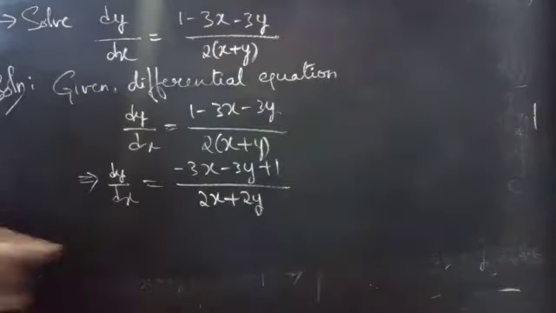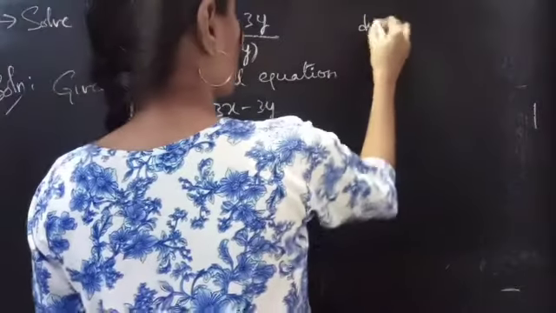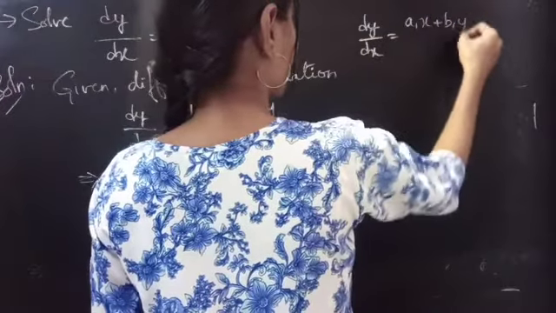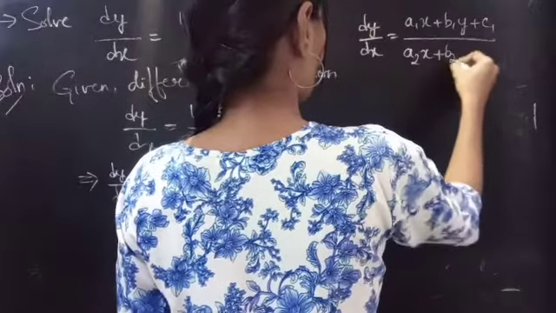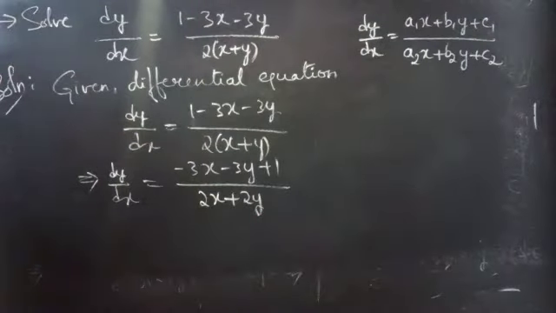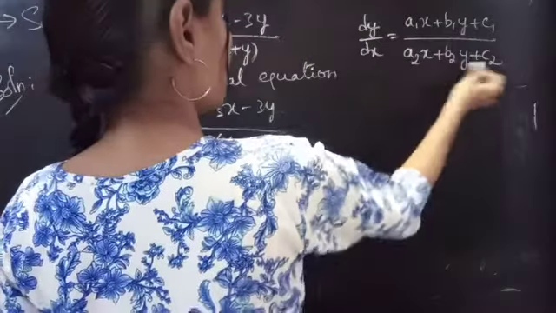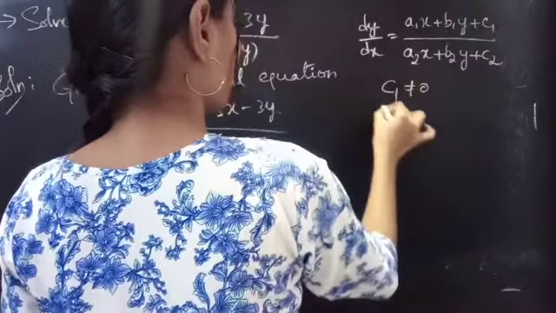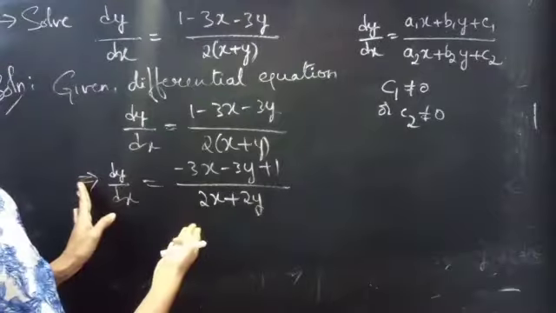We know that the differential equation of the form dy by dx equals (a1x plus b1y plus c1) by (a2x plus b2y plus c2) is called a non-homogeneous differential equation. Here a1, b1, c1, a2, b2, c2 are real numbers, and sometimes we'll get c1 not equal to 0 or c2 not equal to 0. Okay, now compare the given equation with this.